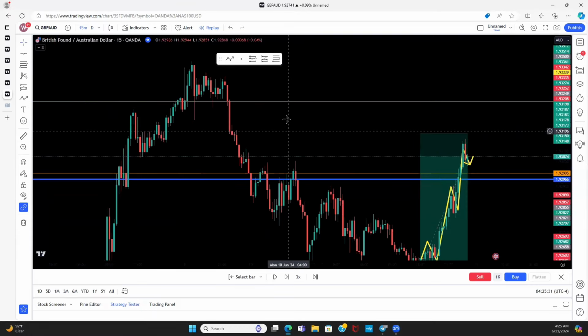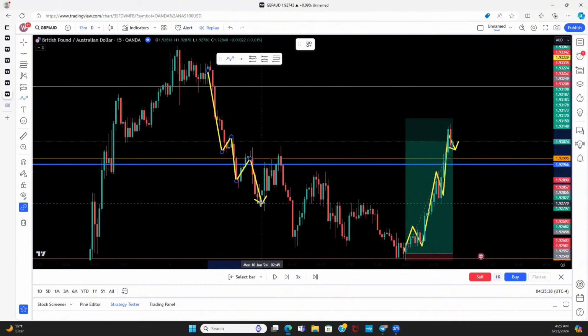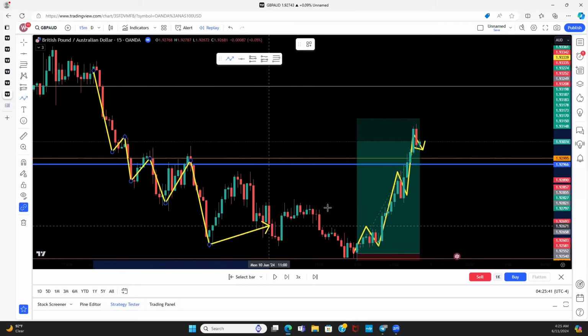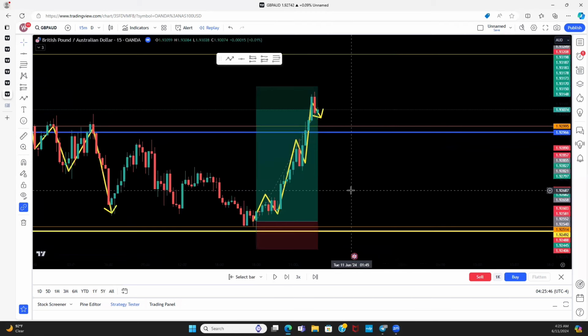Just like in a downtrend, the moves down are way bigger than the moves up. Move down, bigger than the move up. And then again, this is kind of getting choppy, but you get the point. You get what I'm saying? So always keep that in mind.